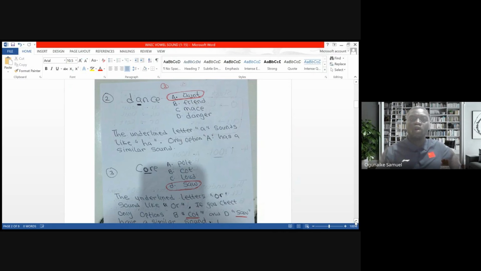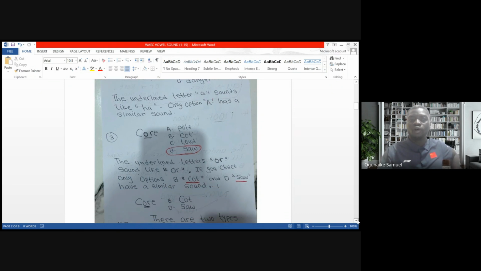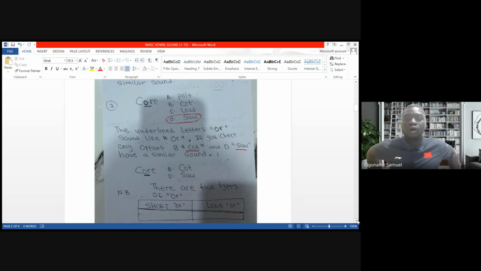Number 3, core. The underlined letters are OR, core. Then we have 4 options: pole, court, loud, saw. The underlined letters OR sound like O, your normal O. If you check, only options B, court, and D, saw, have a similar sound. So definitely, when you are working on test of oral, I'm focusing on number 1 to 15, the vowel sound area. There is no way all the 4 options will sound alike. In fact, only two might seem compatible.